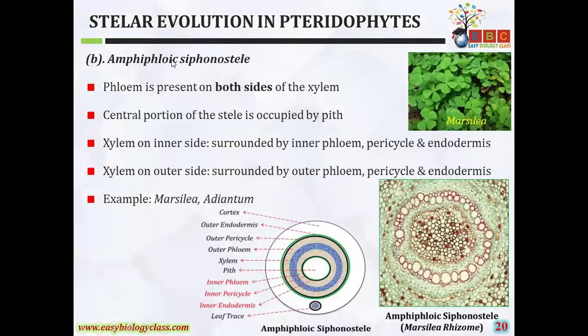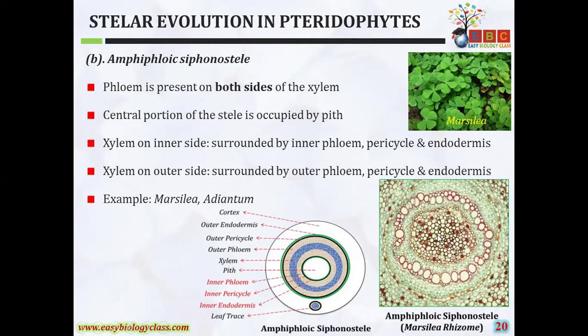Amphiphloic means the phloem will be on both sides of the xylem. You can see here, the blue color one is the xylem, and on either side, this is the outer phloem and this is the inner phloem. It is a very good example, which we can see in the Marsilea rhizome. I told you this point also. Amphiphloic siphonostele, and here the central one is the pith region.